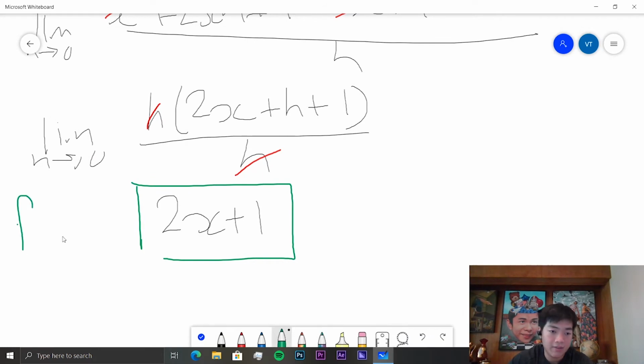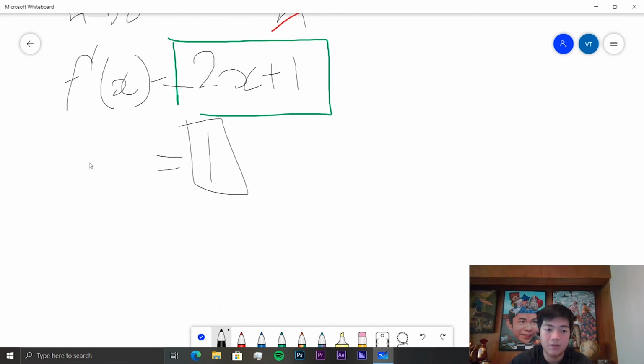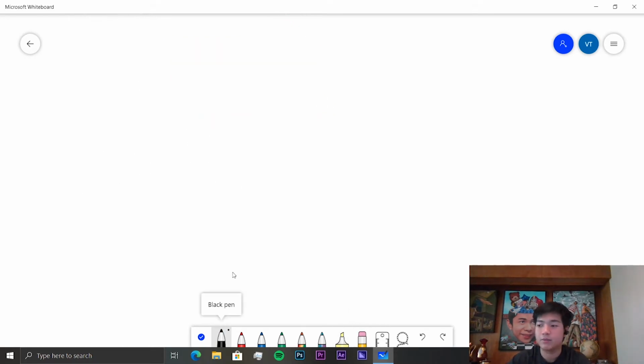So we can say that f prime x is equal to 2x plus 1, and we now need to find the value of this when it's at 0, and that's simply 1. So f prime of 0 is simply equal to 1. So yeah, that one was it. Now on to the next one.